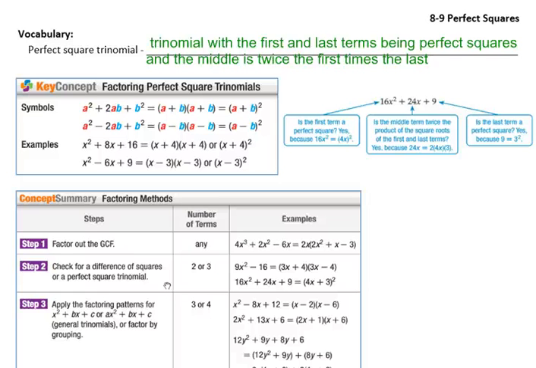Ladies and gentlemen, so today we're just going to take a look at factoring perfect square trinomials. Last lesson for this part of the chapter. A perfect square trinomial is a trinomial with the first and last terms being perfect squares, and the middle is twice the first times the last. And you can see right down here, it's kind of written out for you.